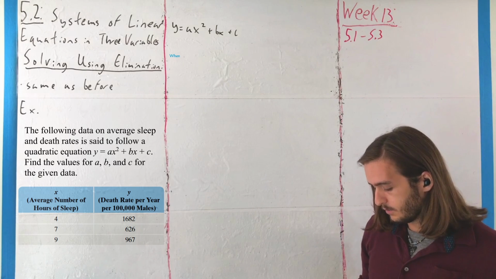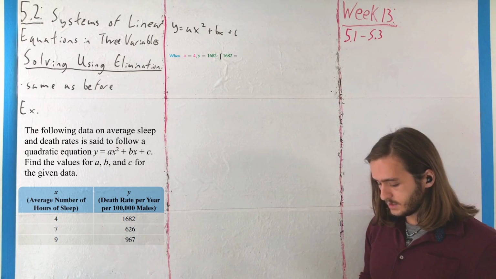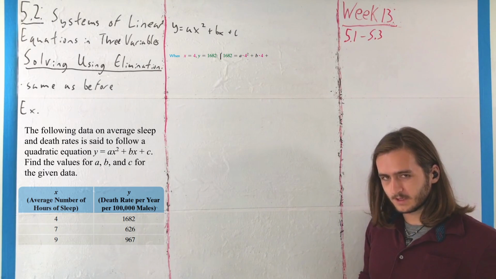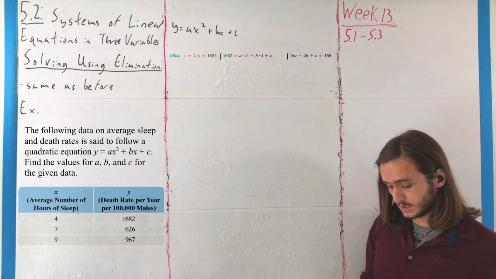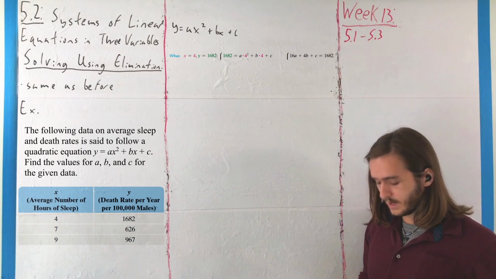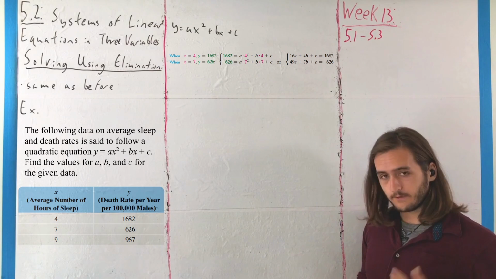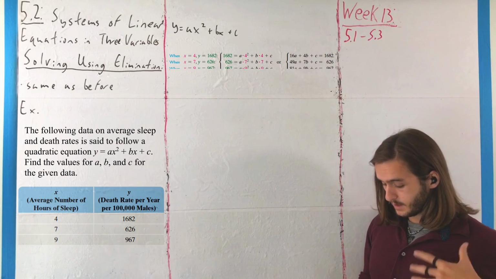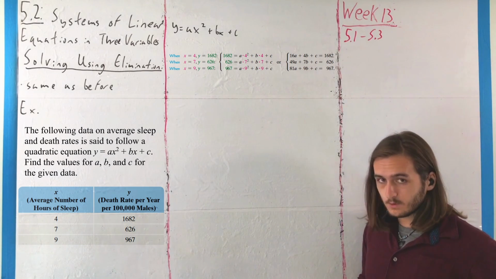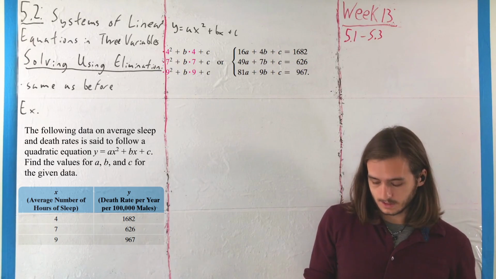We plug them in. When x is equal to 4, y is 1682. So we would have 1682 equals a times 4 squared plus b times 4 plus c, or 16a plus 4b plus c equals 1682. Then when x is 7 and y is 626, we would have 626 equals 49a plus 7b plus c, for fundamentally the same reason. And then at 967, we'll end up with 81a plus 9b plus c equals 967. And we can turn this into a system of equations.